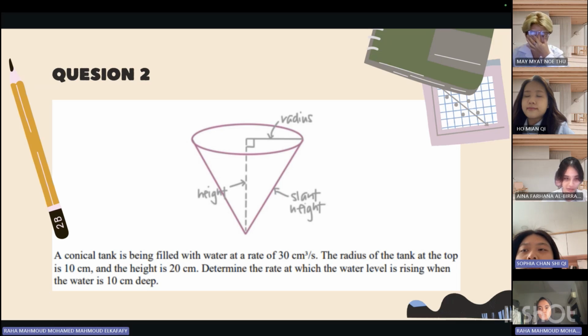So in question 2, we are given a conical tank, which is being filled with water at a rate of 30 cm cubed per second, and the radius at the top of the tank is given as 10 cm and the height is 20 cm, and we are supposed to determine the rate at which the water level is rising when the water is 10 cm deep. So we can use the volume formula, which is 1 over 3 pi r squared h, and then differentiate the following.